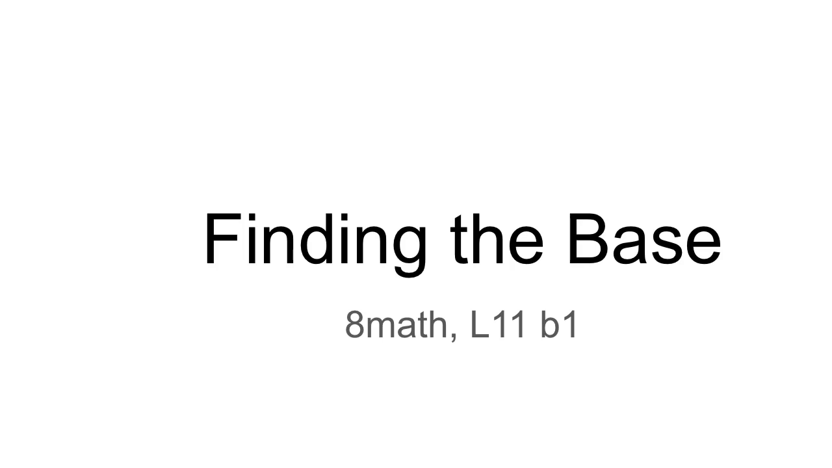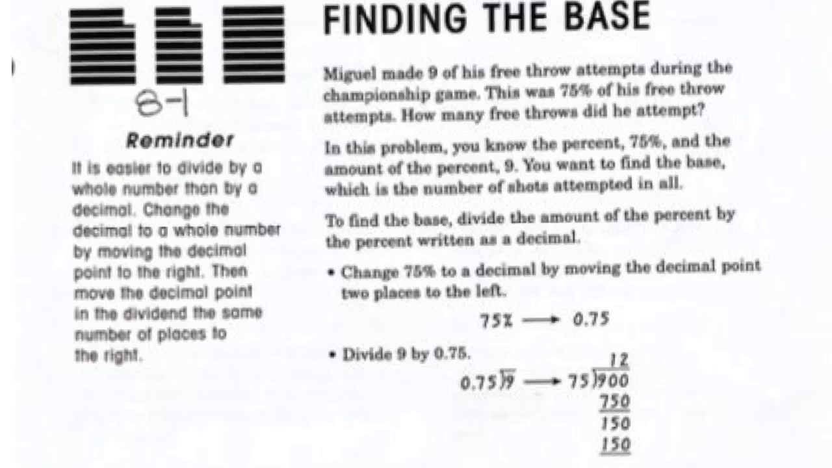All right, 8th grade. This is lesson 8, finding the base. A reminder, it is easier to divide by a whole number than by a decimal. Change the decimal to a whole number by moving the decimal point to the right. Then move the decimal in the dividend the same number of places to the right. Now, that was the reminder right here. If you use a calculator, then you don't have to worry about that reminder. So I would say, read the reminder, use a calculator.